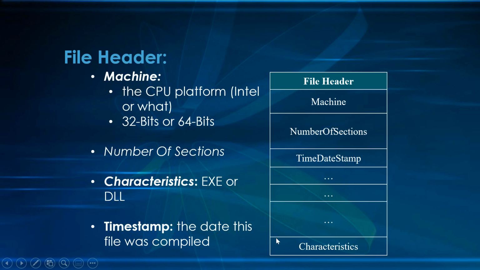And last, something called characteristics, which tells us whether it is an executable application, a complete application, or a library that feeds other applications with data. Some malware prefer to be a library because they don't have their own process. They are not loaded as a normal application or as a separate executable that you can see in Task Manager or in the process list.